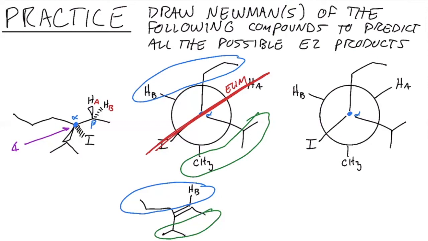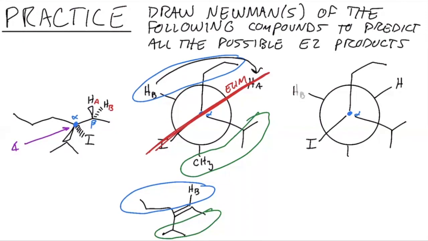Okay, so we did that elimination. We eliminated HA. I want to now do the rotation again to show what the product would be if we eliminated HB instead. So what we'll do is we'll move HB over this way so that we get it at this position here. So this will be HB.